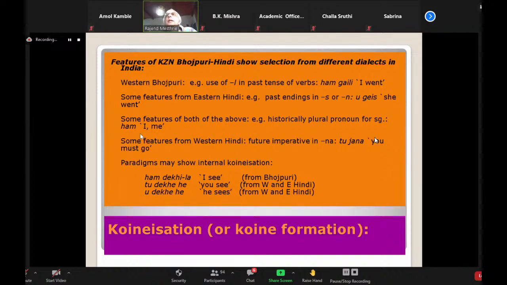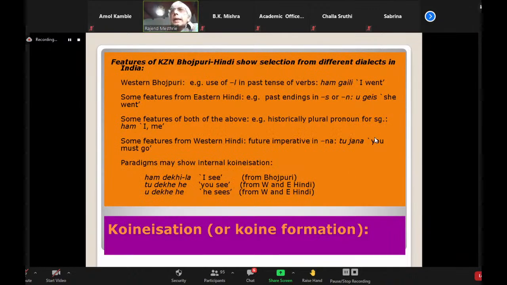The word hum doesn't mean we, as in Bhojpuri of India, it's singular, it means I or me. If I want to say plural, we would say humlong, okay? And within a paradigm, I see is hum dekhila, and the la form is very much Bhojpuri. But the second person you see, we don't say tu dekhela, we say tu dekhe, and this is more like Eastern Hindi, Awadhi, and Western Hindi. So this is what we mean by a koine, really mixing and drawing and accommodating everybody into a new speech form. So this is a koine.